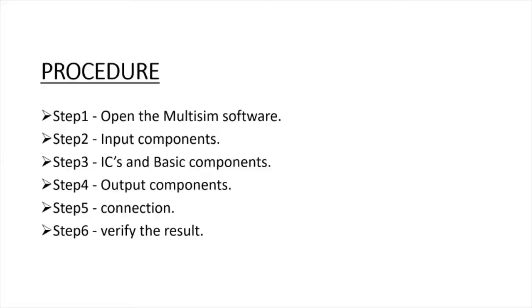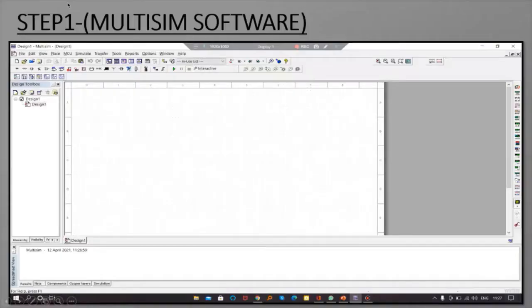So let's get into the experiment part. There are some step-by-step procedures to follow for our experiment. Step one is opening the Multisim software, then input components, IC basic components, output components, connections, and verifying the results. Let's see these steps in detail. So step one, opening our Multisim software.